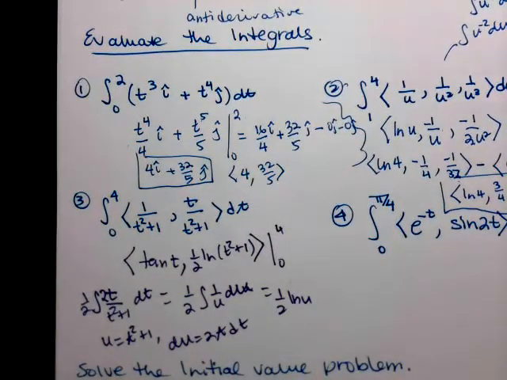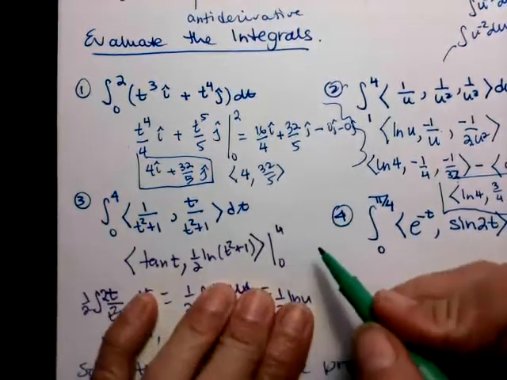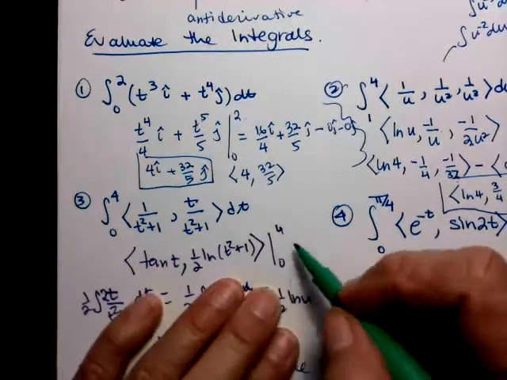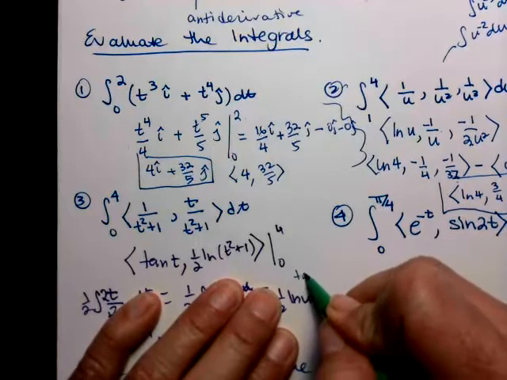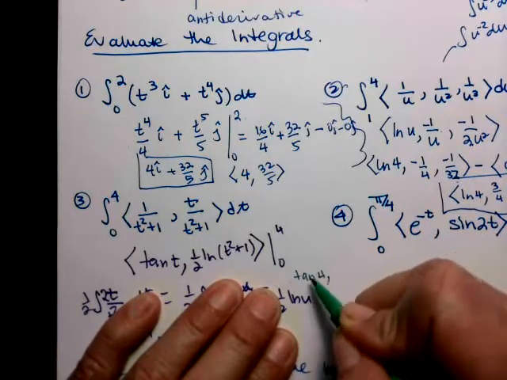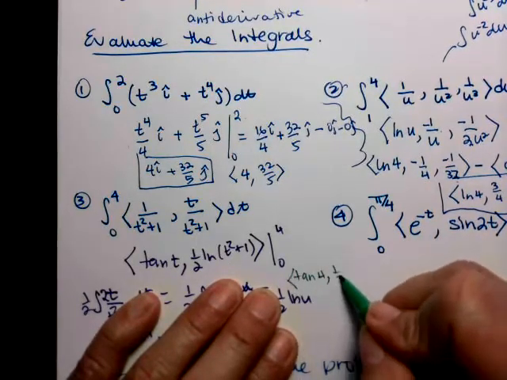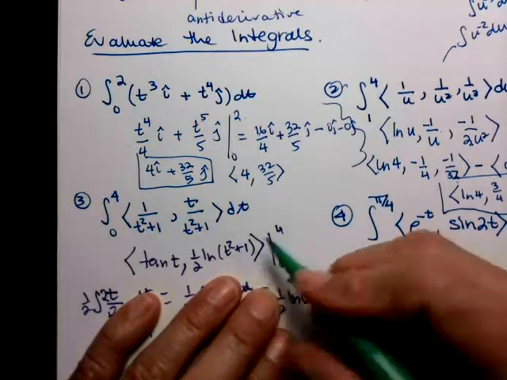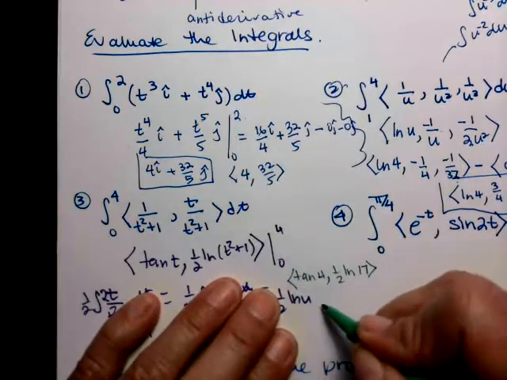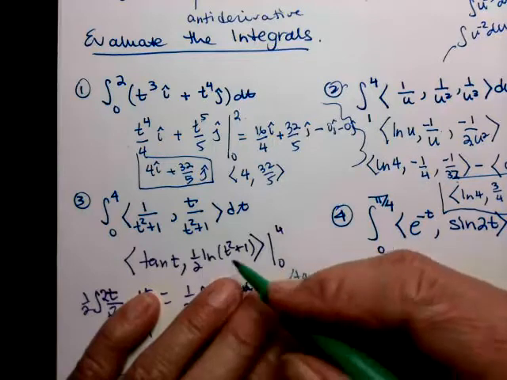Oh my gosh. Okay, let me find my green pen so we can actually see that. Stuff's getting too crowded in there. Okay, so evaluating at the top limit, I have the tangent of 4, comma, 1/2 natural log 17, minus, then I'm going to plug in the 0.